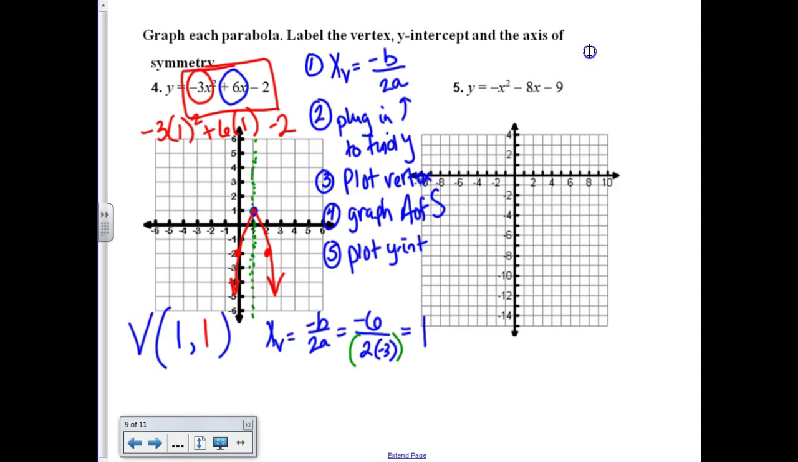Step 1, finding the x value of my vertex using my formula negative b over 2a. So for this problem, who's the opposite of your b term? Opposite of negative 8 would be positive 8. And then over 2 times the a value in this problem, careful, is a negative 1. So you really have 8 divided by negative 2. So the x value of my vertex is actually negative 4.